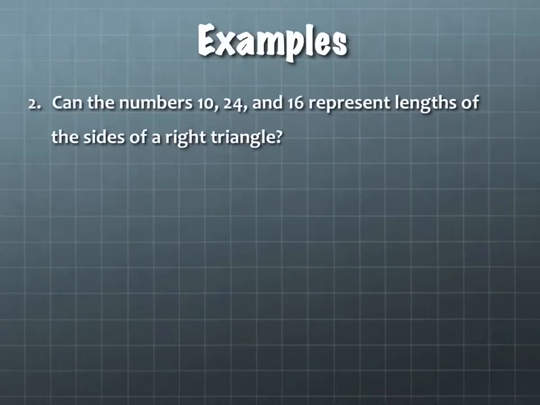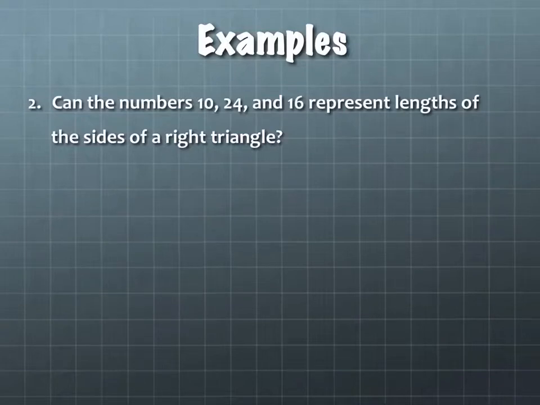Here it is. And it wants to know, can the numbers 10, 24, and 16 represent lengths of the sides of a right triangle? So what would I need to do to test whether or not these numbers are possibly the lengths of a right triangle? Let me ask the question first this way. If these are lengths of the right triangle, which one of these numbers is the hypotenuse? 24. How come, Taylor? It's the biggest. You're exactly right. So if this is a right triangle, 24 would have to be the hypotenuse.